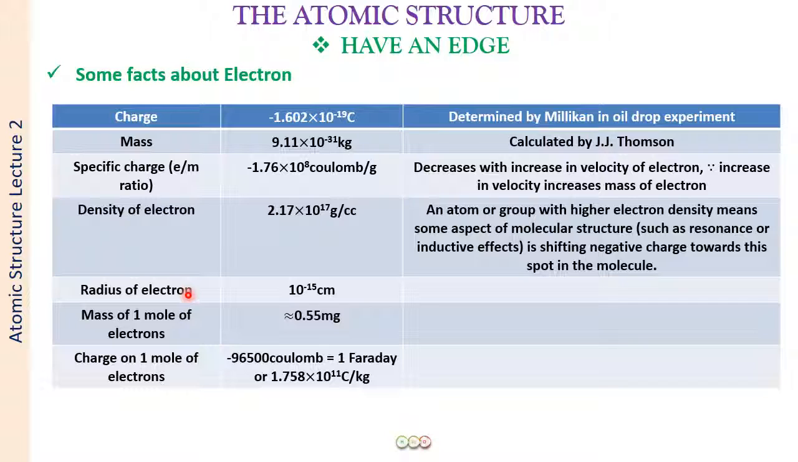Then we have the radius of the electron. This is 10 power minus 15 centimeter. If you calculate the mass of 1 mole of electrons, that would be the mass of 1 electron multiplied by Avogadro's number. This comes up approximately to 0.55 mg. And the charge on 1 mole of electrons is minus 96500 coulomb. This is also called 1 Faraday, and the e by m value is 1.758 into 10 power 11 coulomb per kilogram.